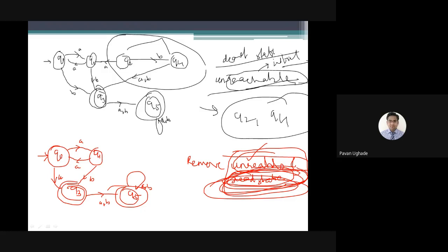So we will be checking whether there is a dead state, and whether it is a final state. If it is a final state, don't remove it. If it is a simple dead state, you can remove it, as well as unreachable states. Remove the unreachable state. Have you people got it?